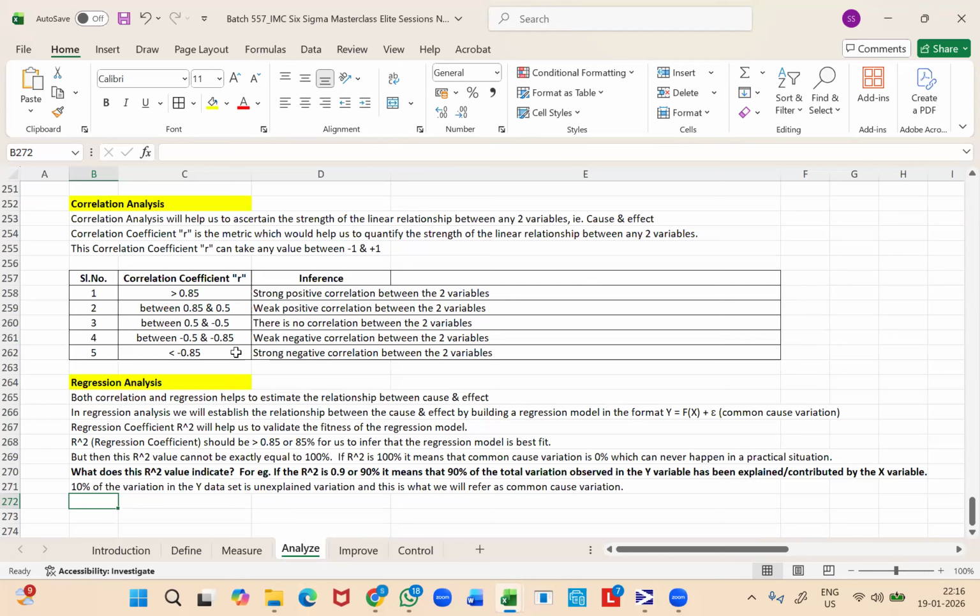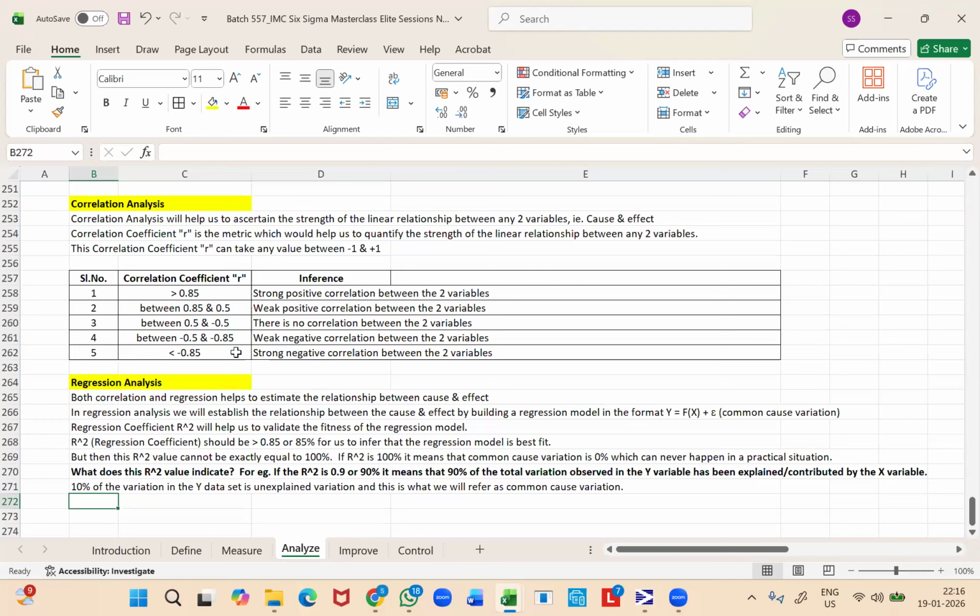So once the rating scores are provided by the team for the list of causes, then the project lead would collate the information and arrive at the cumulative rating score for each and every cause in the list. And then he will stack rank them, meaning the cause with the highest cumulative rating score will be placed at the top, and the cause with the least cumulative rating score will be placed at the bottom.